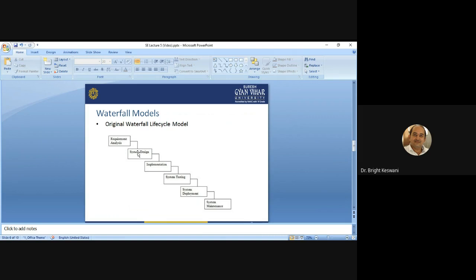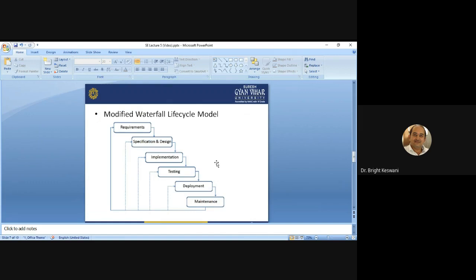Okay, so this is the basic idea, and this kind of flow is going on from one stage to another stage. So there are two variations of waterfall life cycle, we can say. The first is the original waterfall life cycle, which is illustrated in this figure, and the second is called the modified waterfall life cycle model.